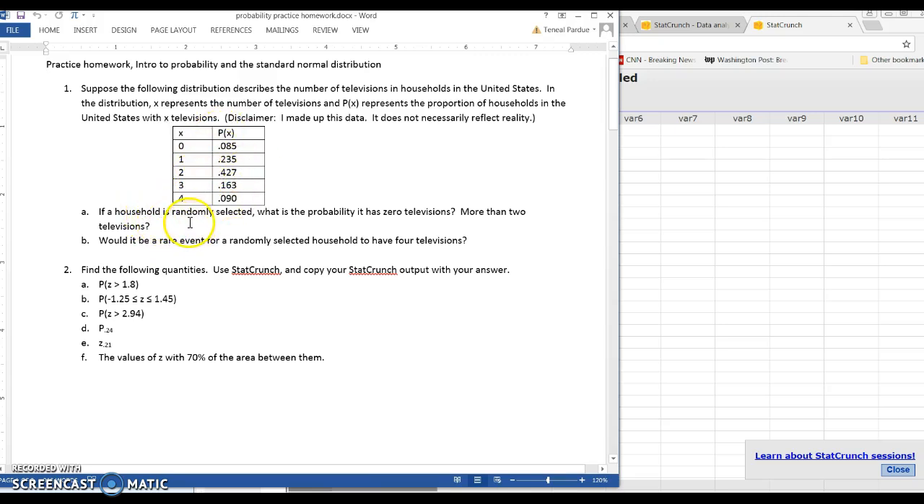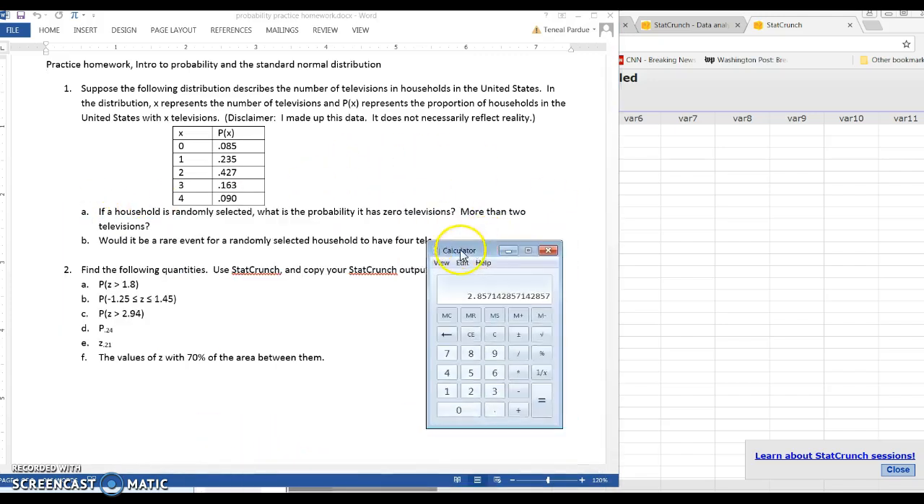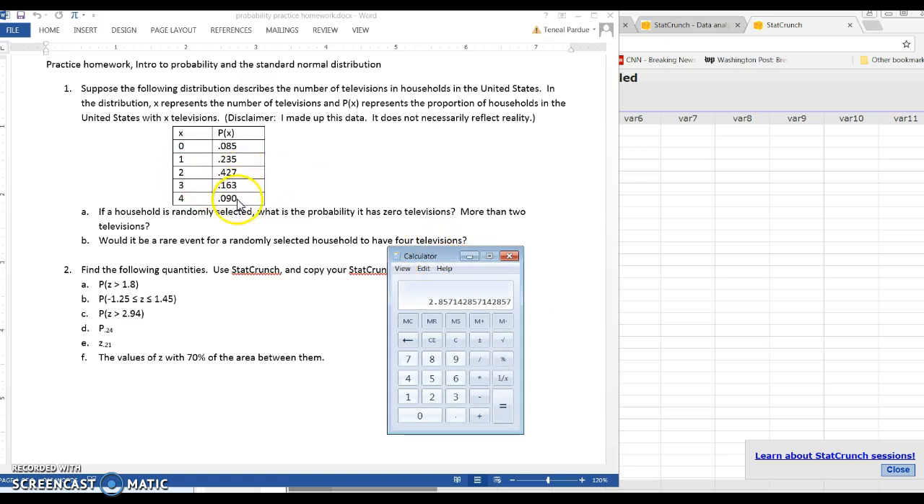So on part A, if a household is randomly selected, the probability it has 0 televisions will be 0.085. And the probability it has more than 2 televisions would be 3 and 4 added together. So 3 is 0.163 and 4 is 0.09. So that's 0.253. So that's the answer to the probability there'd be more than 2 televisions.